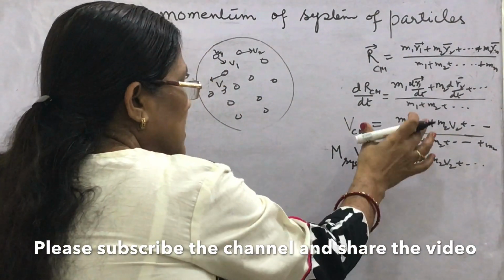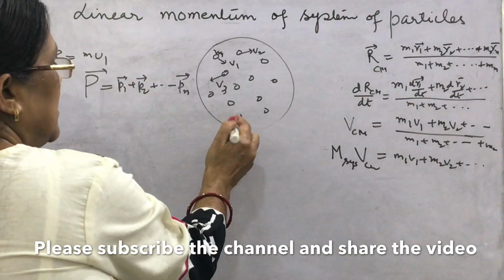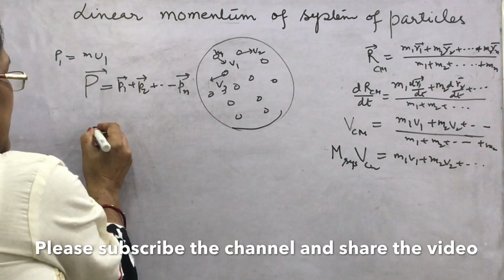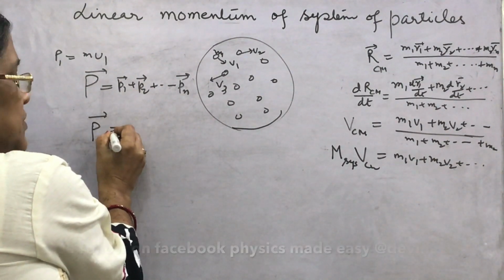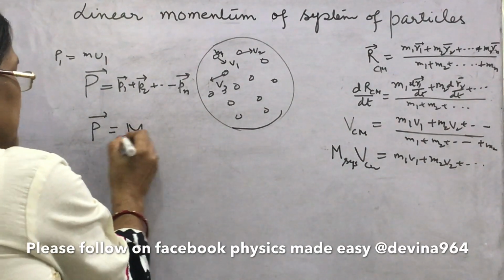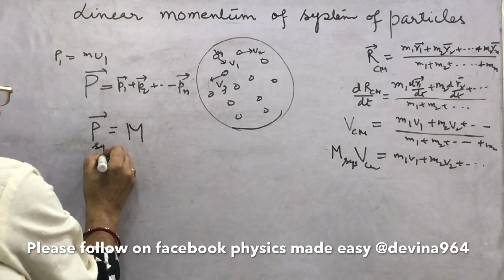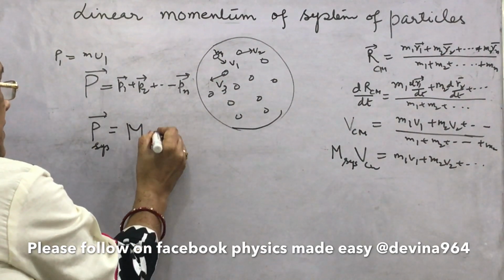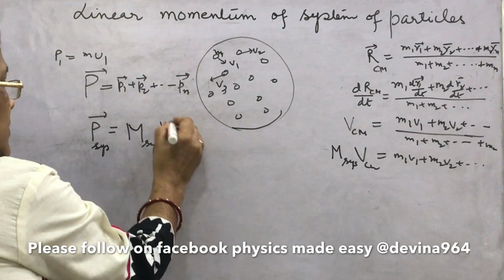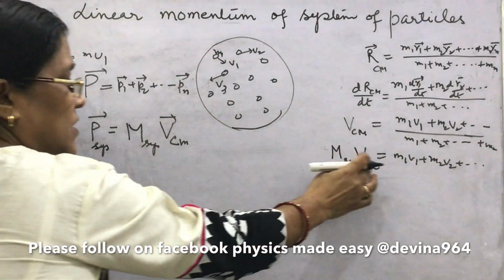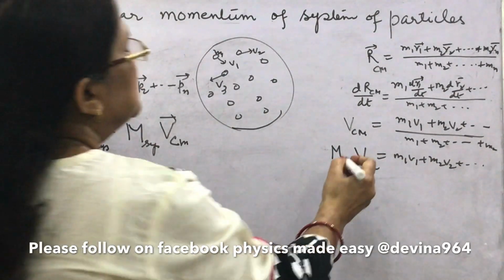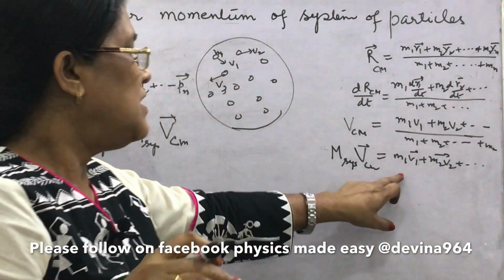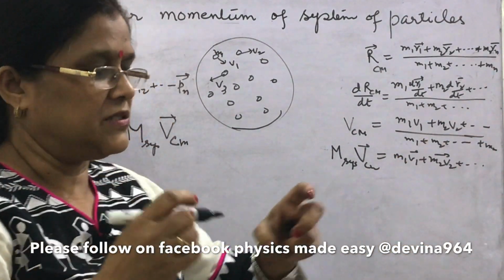If you compare this result with the momentum of system of particles, this P, then what can you write? This P, the momentum of the total system, equals the mass of the system into the velocity of center of mass. And what is this equal to? The vector sum of individual particles. All the particles, their velocity and momentum is given, the individual particles' momentum, their vector sum.